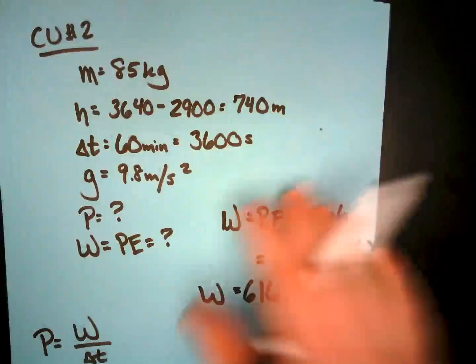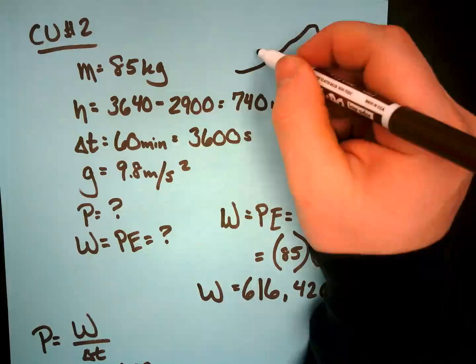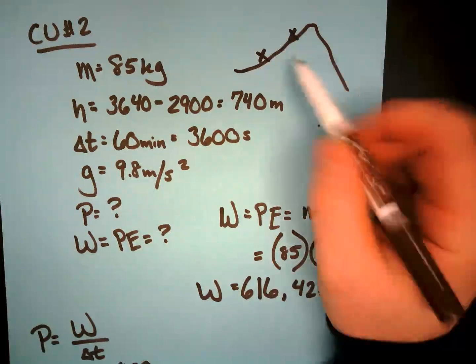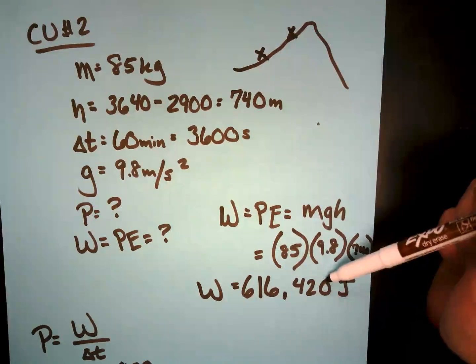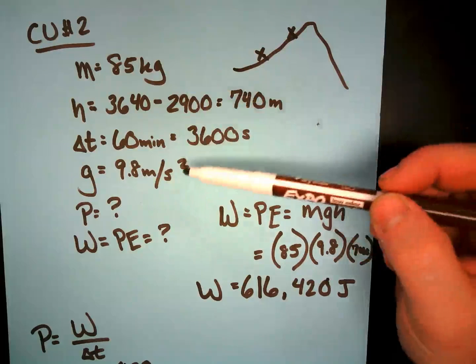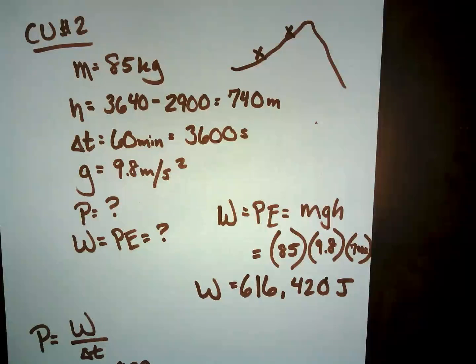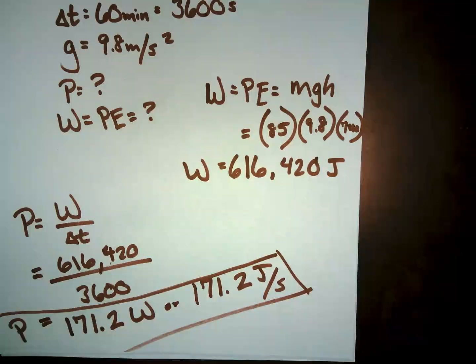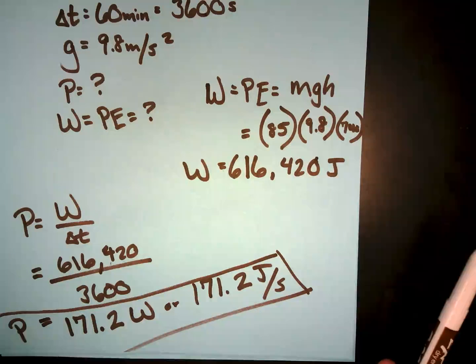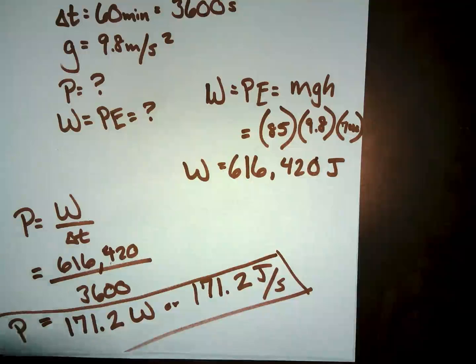So again, for this dude to climb this mountain, to go from here to here, he used up this amount of energy and it took him this amount of time. With this energy and this time, we're able to figure out how much he spent per second. In this case, he spent 171 joules every second, or to say that he used up 171.2 watts. All right. So that's check your understanding number 2. Let's check out number 3.